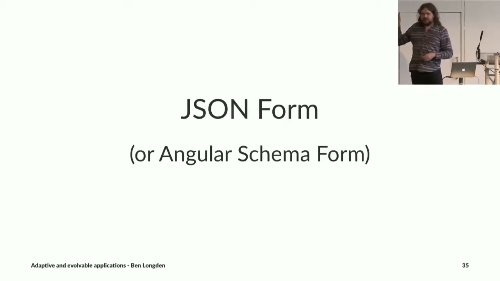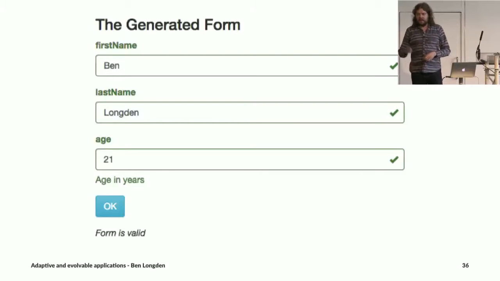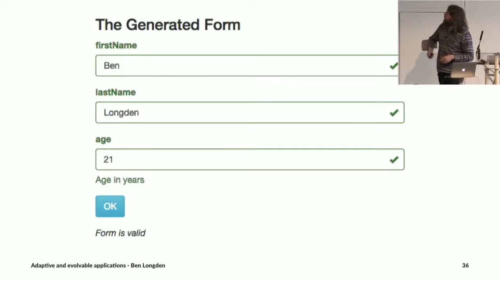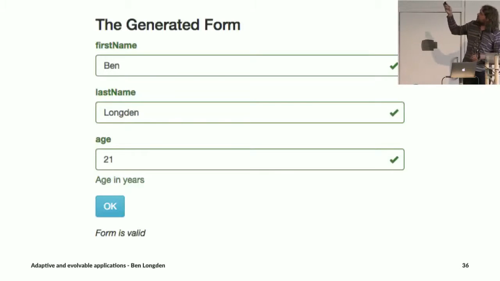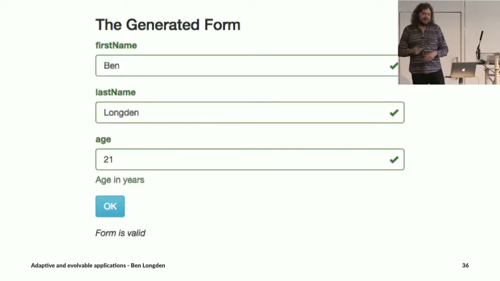What these things do is they'll take a JSON schema, you pass it into these libraries, and it will actually render you a form, like that. It will also do all your validation for you. You can see at the bottom there, it says the form is valid. I filled it in. Age might not necessarily be correct. And this is entirely generated.